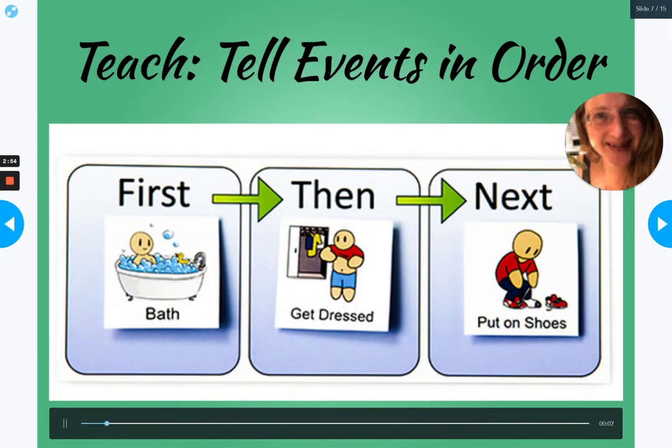I can't emphasize how important it is to help your child remember to use transition words when speaking about the past. Transition words are words like first, then, next, also, last, and they are signal words that help your child to understand a sequence of events. So if your child said that they took a bath, got dressed, and put on their shoes, you could model back to them, first, you took a bath, then you got dressed, next, you put on your shoes.